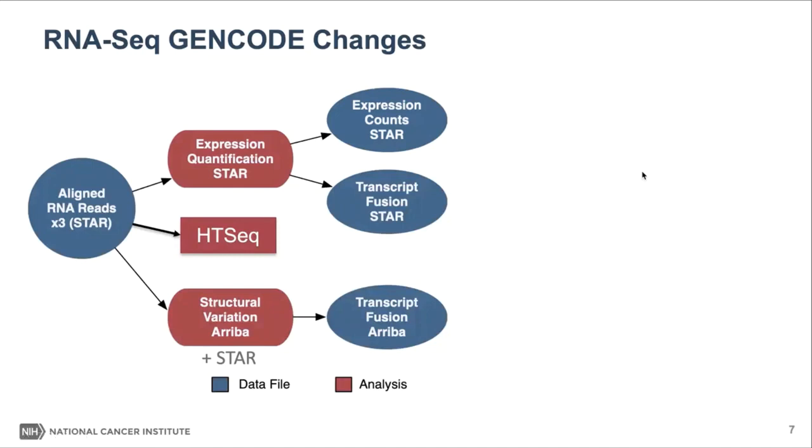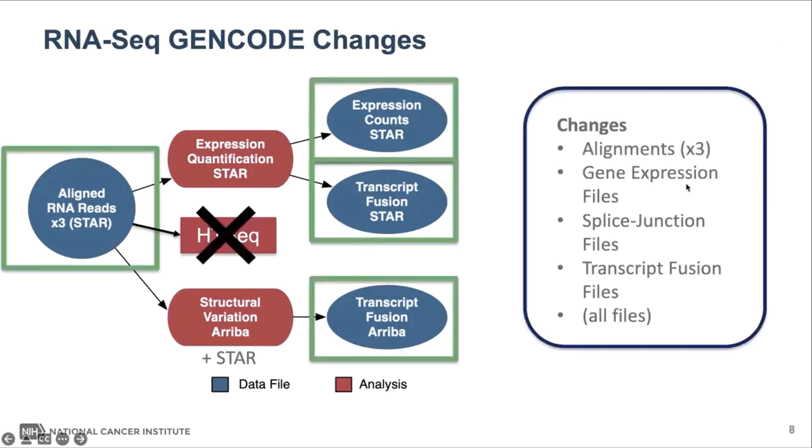So here is the RNA-Seq pipeline for GDC, a very simplified diagram of it. And as you'll see, we have three RNA alignments that come from STAR. STAR is used to produce expression quantification, which includes the counts and the transcript fusion files. HTC, don't worry about that for now. And for the structural variation data, we use Ariba and STAR, and we use that to produce transcript fusion files.